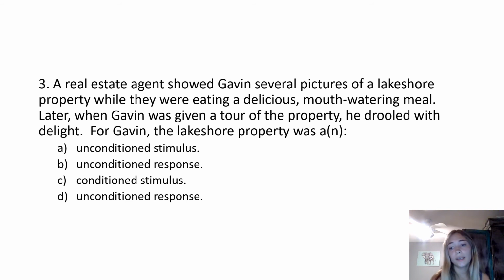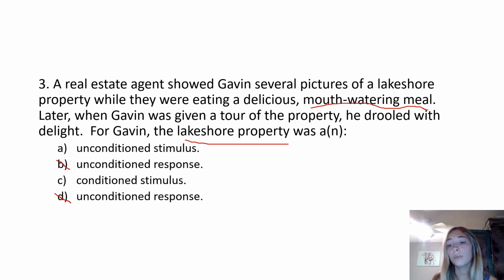Okay, so once again, let's start with, are we looking for a thing or are we looking for a response? A lakeshore property, that is a thing. So we're going to go ahead and mark off B, and we're going to go ahead and mark off D. Now we just need to figure out if it is learned. So if you look at the question, you have lakeshore property as a thing, and you have mouth-watering meal as a thing. If you think about it, which one of those is natural?